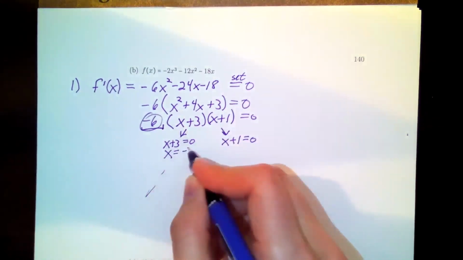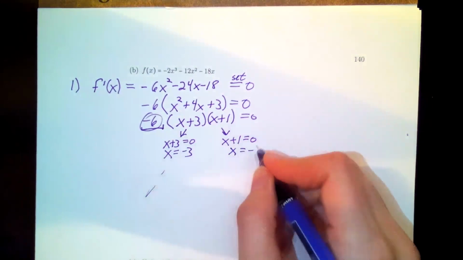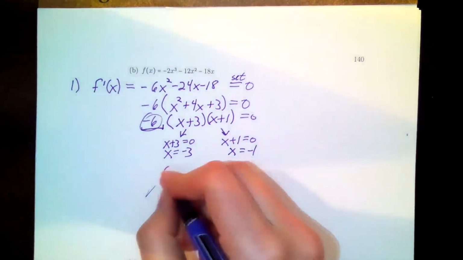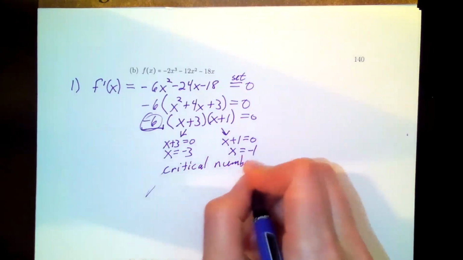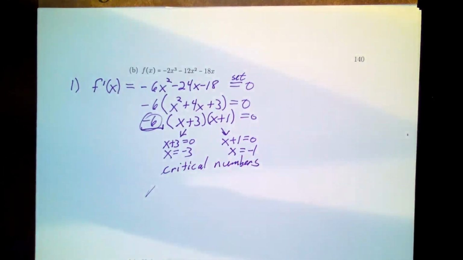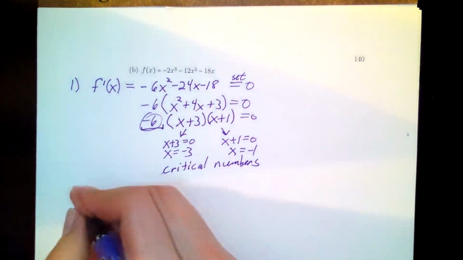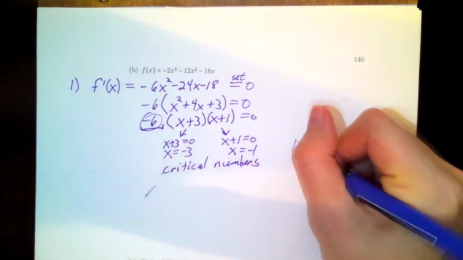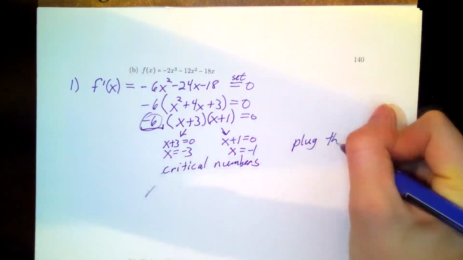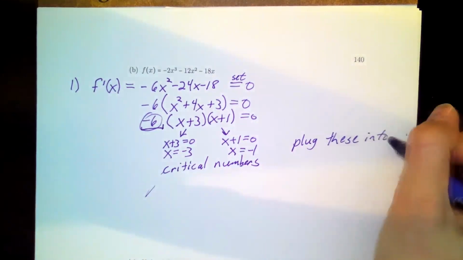Subtract the 3, subtract the 1, and we get two critical numbers. That shiny title that means these are possibly maxes and mins. We've got to figure it out. But instead of putting these on a number line and doing interval testing, we are doing the second derivative test, which means you've got to plug these into the second derivative.